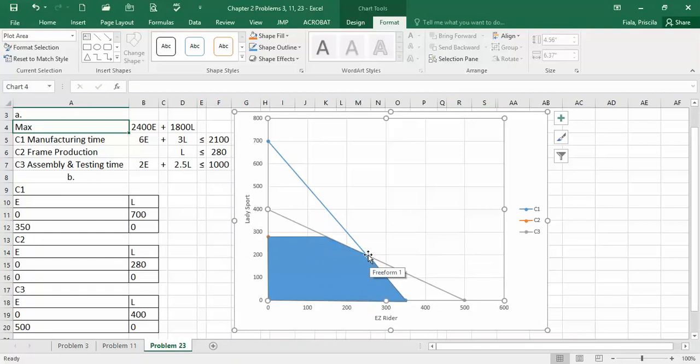When the problem asks about binding constraints, it means the constraints that are crossing in order for you to get the furthest point on your graph. The constraints that are crossing right here are 1. If you click on it, see how it highlights? And the other one that is crossing right here is 3.